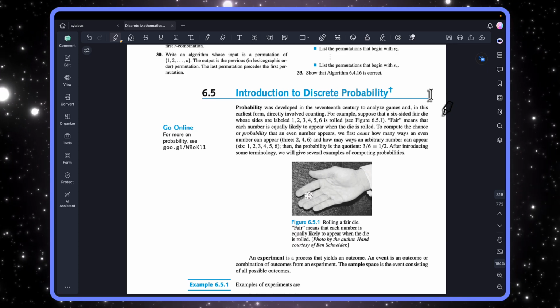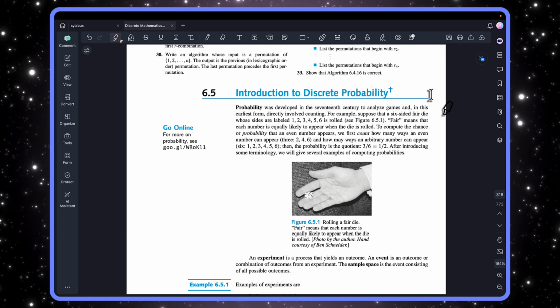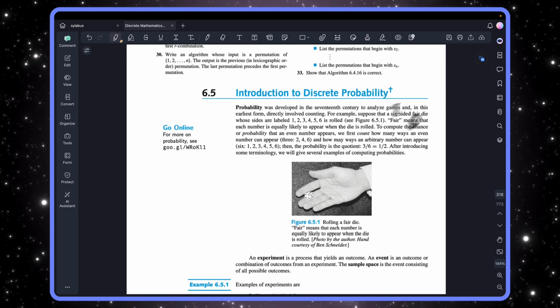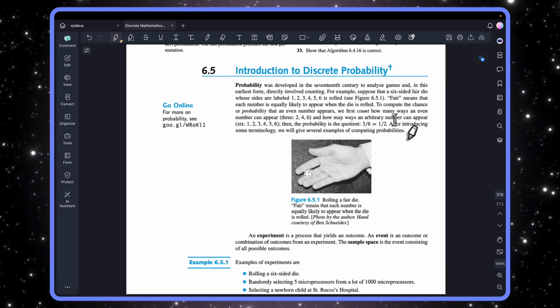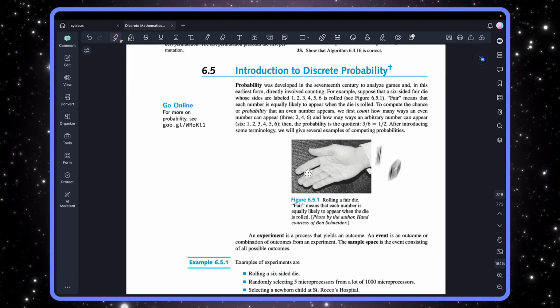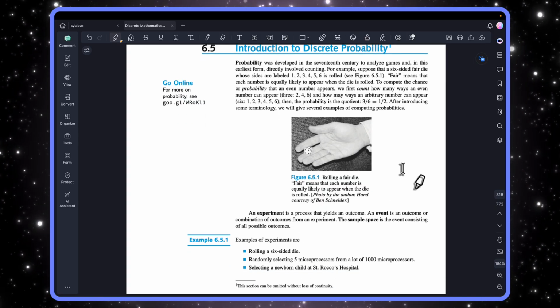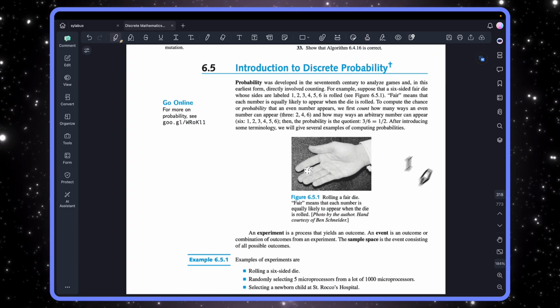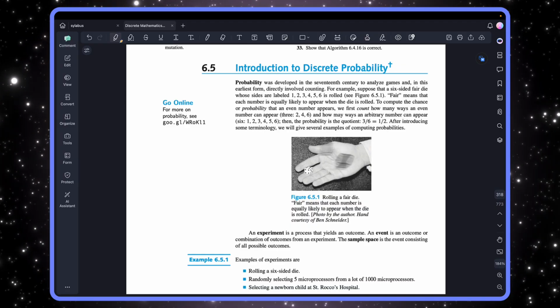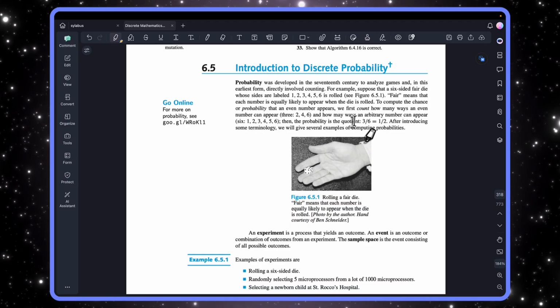Here we go. Okay, so this is just the introductory section to 6.5. We're going to talk about discrete probability, like rolling dice and things like this. So what a probability is, it's basically a number between 0 and 1 to try to determine how likely something is.